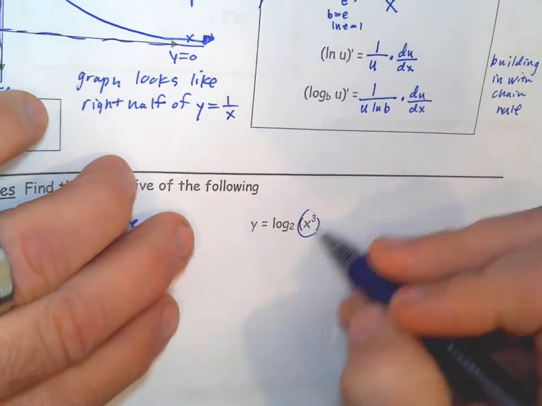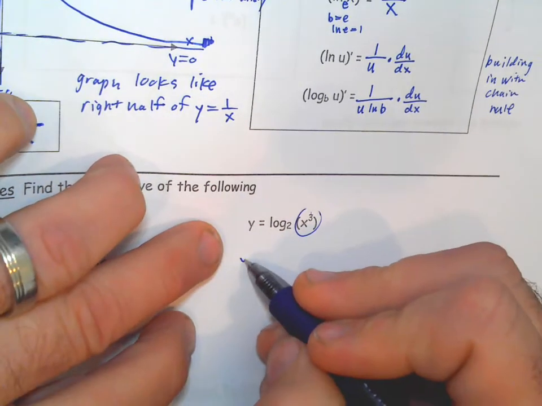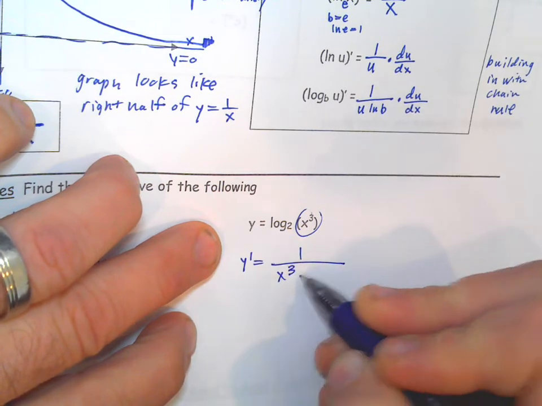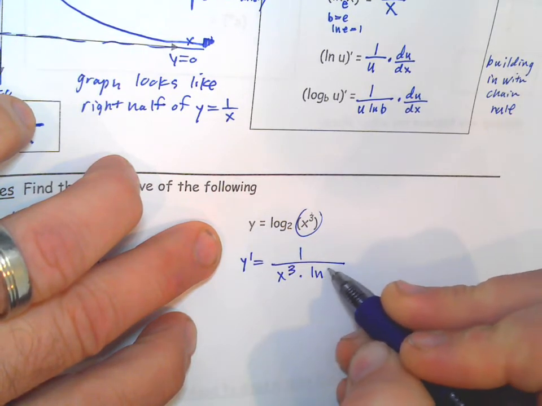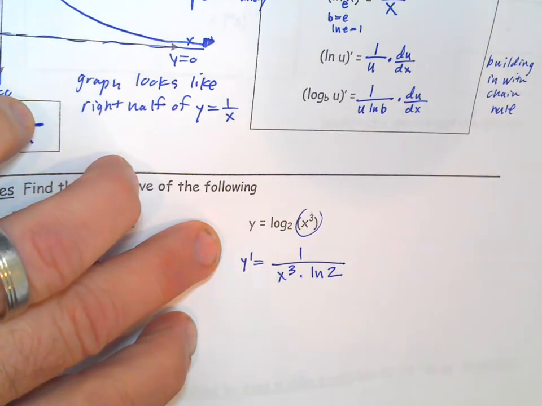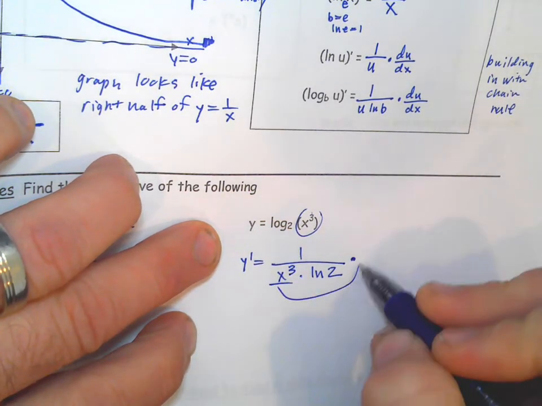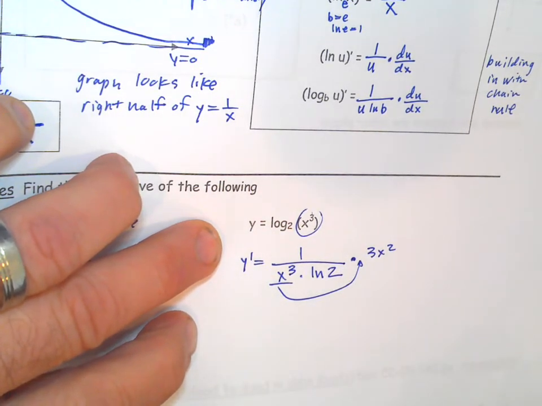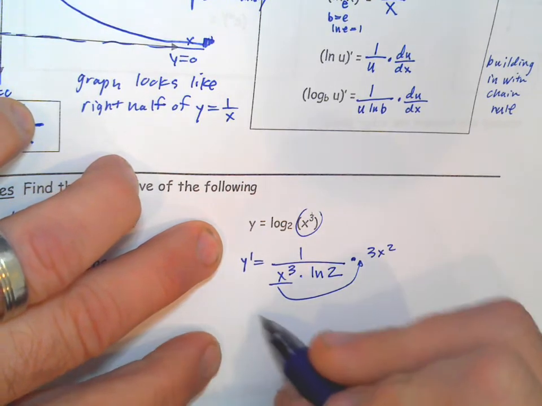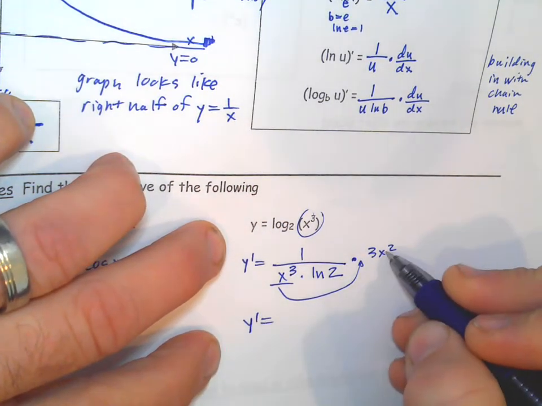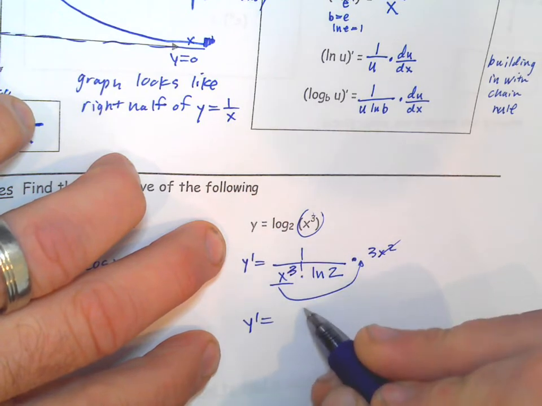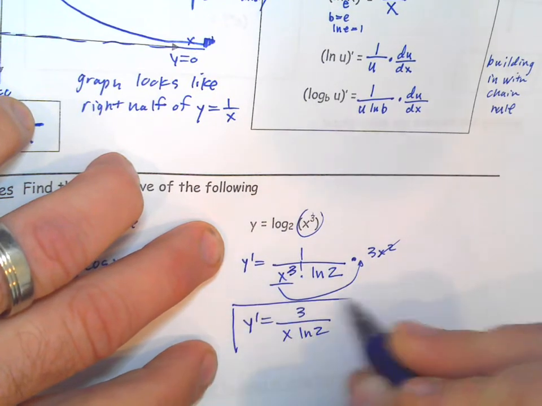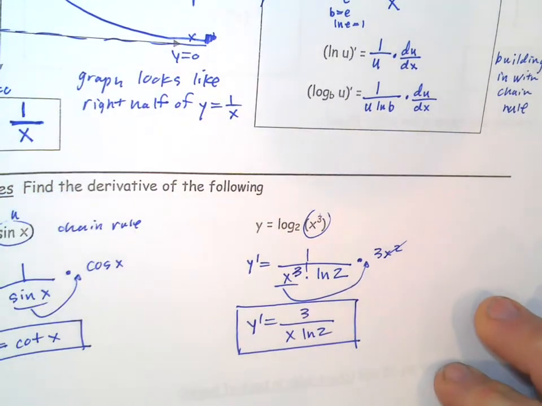So you have an inner function, right? So we can do y prime equals 1 over what's inside, but you also need the natural log of the base, because this one doesn't have e as a base, times the derivative of what's inside, 3x squared. The natural log of 2 isn't part of that. It's the derivative of what was inside originally. So of course we want to clean it up. Using rules of exponents, we could say this is 3 over x natural log 2.